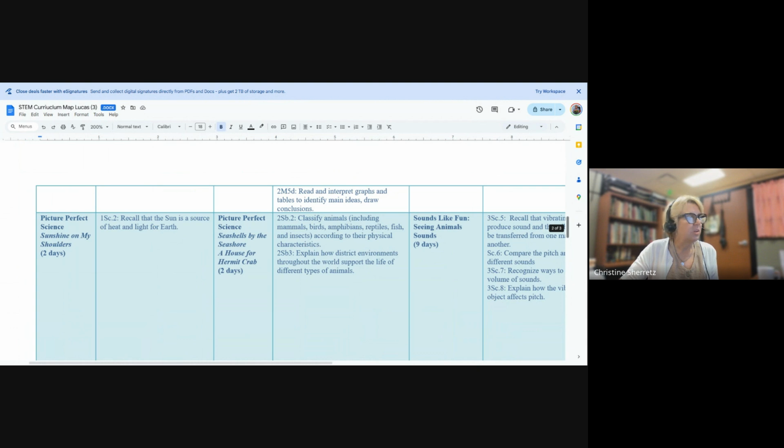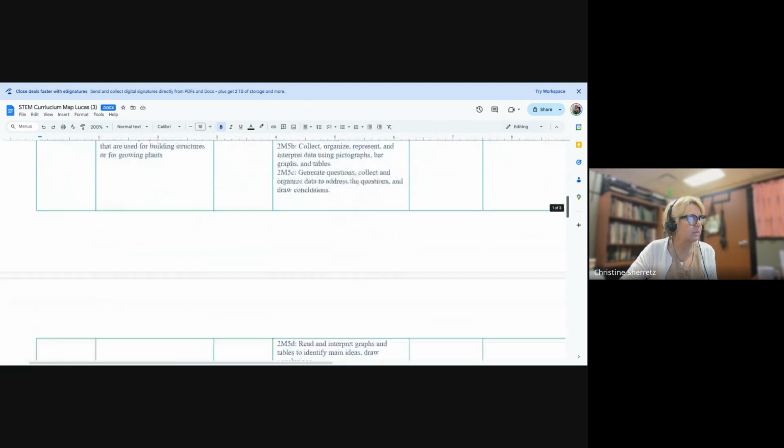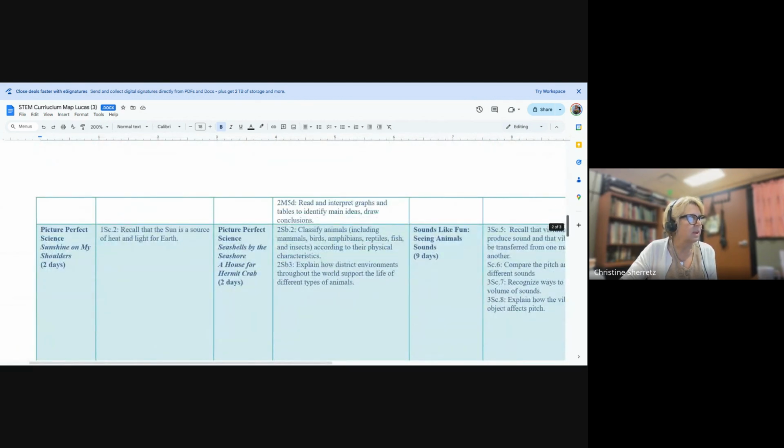So here, I'm just going to focus on second grade. So I could see this kit aligned with this standard. We have some standards, but I had this standard about classifying animals, explaining how distinct environments throughout the world support it. No EIE kit aligned with that. So I bought another series called Picture Perfect Science, and I said, you can use this.